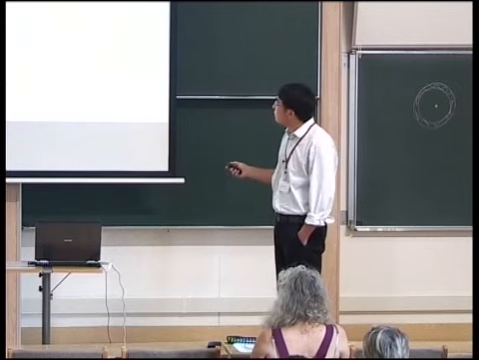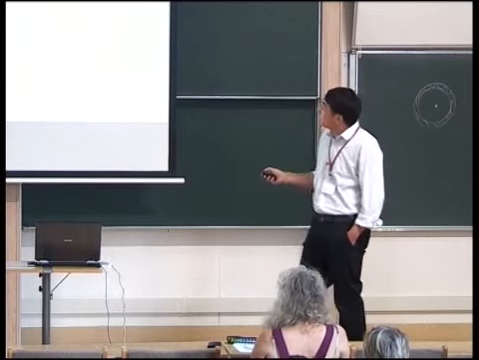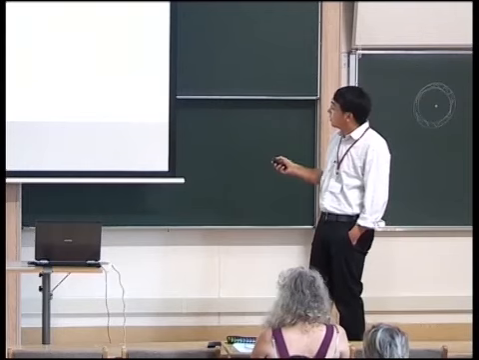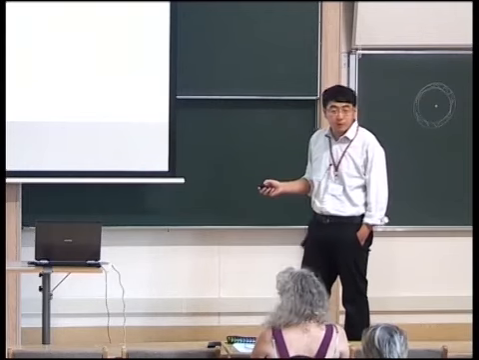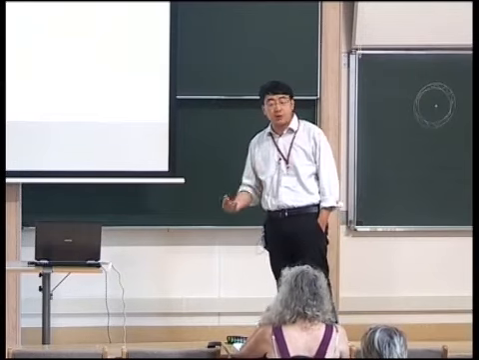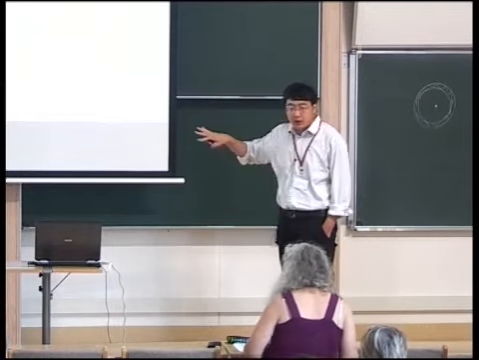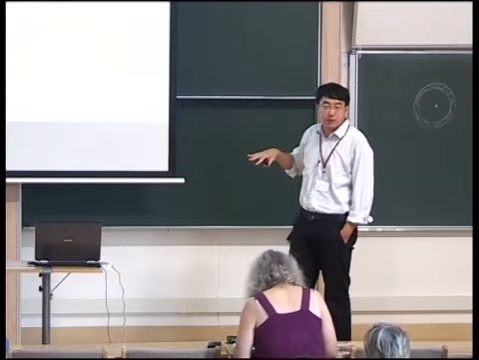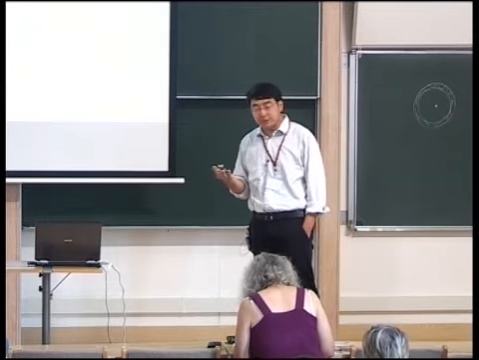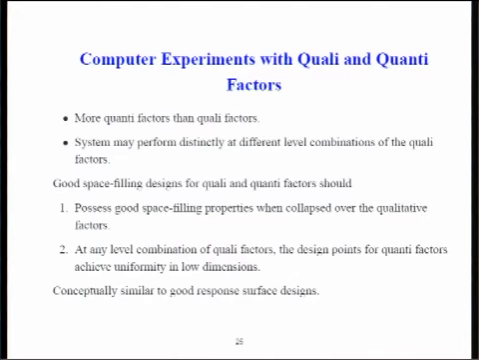The first one is very easy to understand. Because we know we have more continuous ones than categorical ones, continuous ones probably give you more information. This implies if you just forget about categorical ones, the resulting design should be space-filling. Put it in a better term, basically it means a design should be space-filling when collapsed over the categorical factors, the first one.